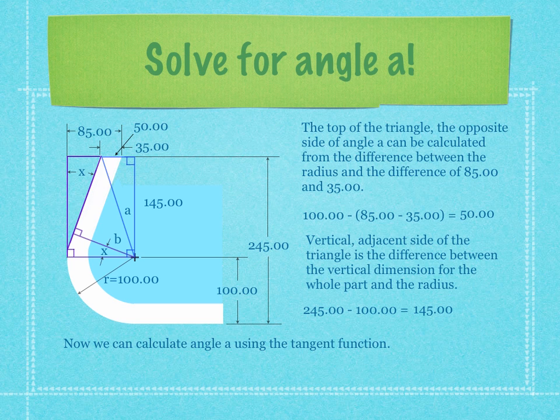Now we can calculate angle A using the tangent function by dividing the opposite by the adjacent, and we find that that gives us 0.344827586, and that's 19.025600604 degrees.